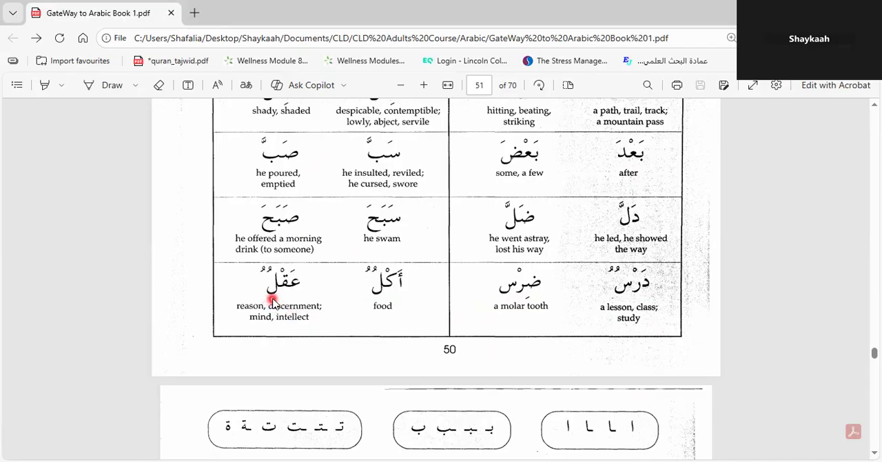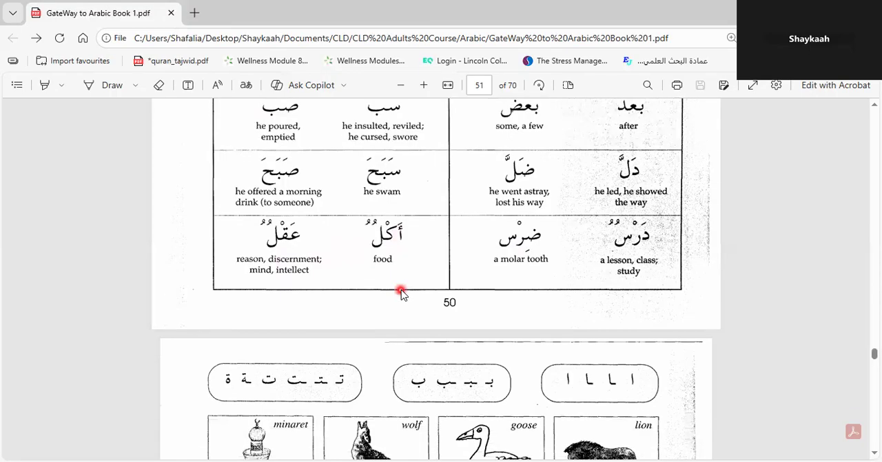So you need to know the difference between the hamza and the ain, because the hamza comes from the furthest part of your throat, which is the bottom part, and the ain comes from the middle.